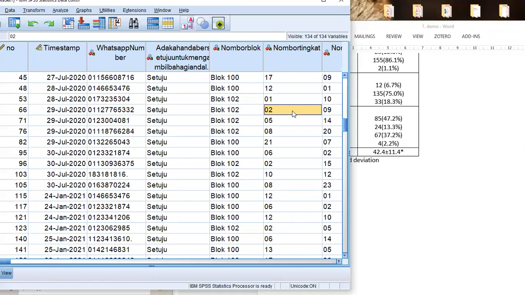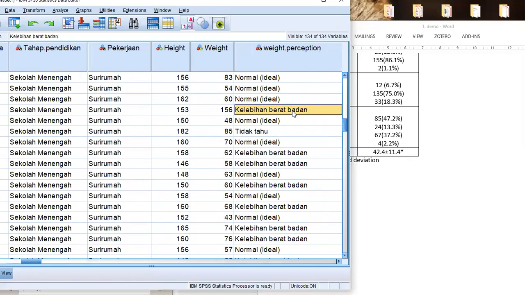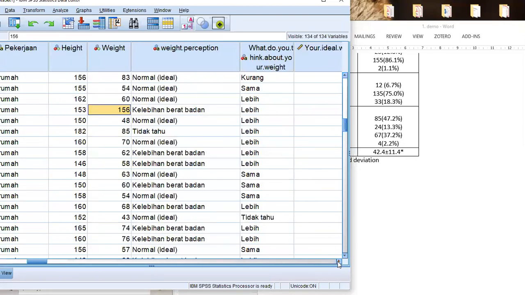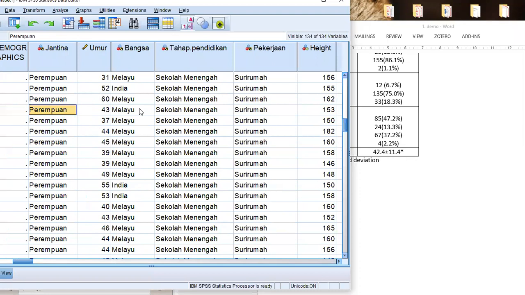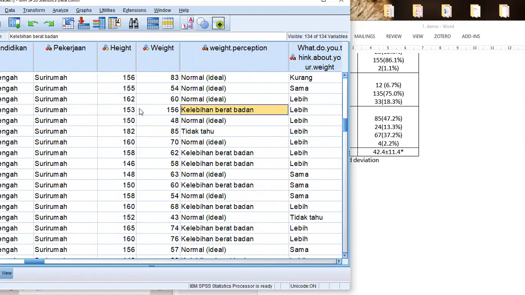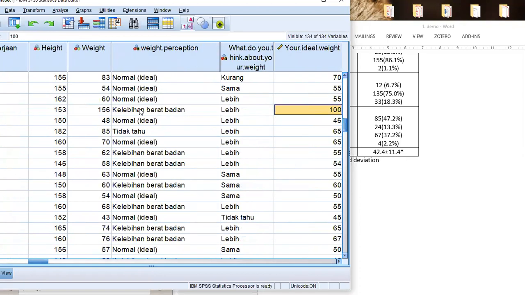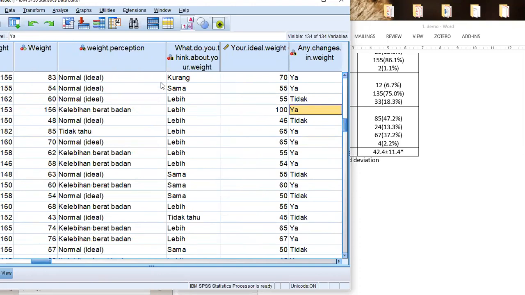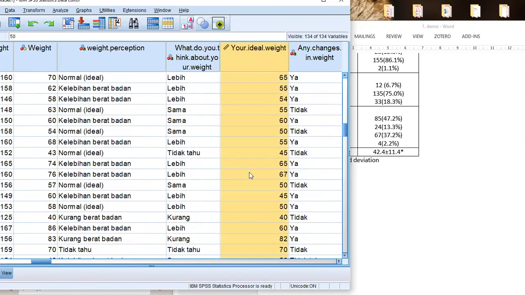So case number 55, 156 kg. Do you think it's a mistake? Second variable, weight perception. This person said "lebih berat", right? Yes, the person acknowledges she's heavy. She, 43 years old, housewife. She agrees that she's overweight. And asked what her ideal weight is, according to her, the ideal weight was 100.